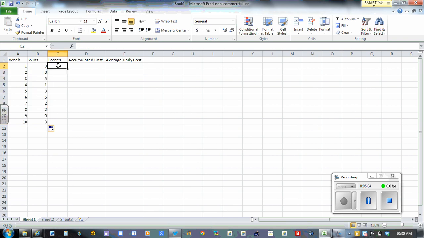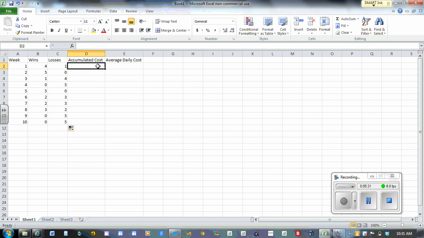Okay, so losses is going to correspond to the number of days within each week minus the number of wins. So I can highlight that cell and press enter and 3. By copying and pasting in a fill down mode, we can calculate the difference between 5 and the number of wins that we have here in this column.